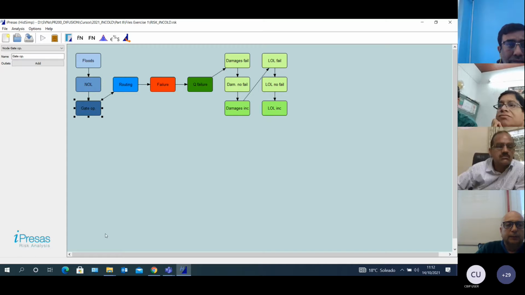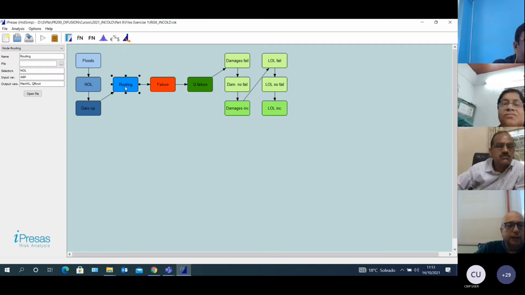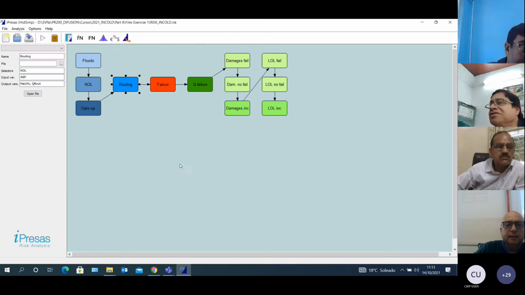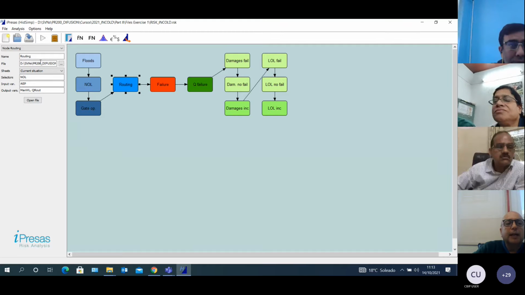Now the most difficult one. In fact, let's do something. Let's skip this and let's go to routing. So in routing, I want you to go to File, check here, and upload float routing. Upload float routing so that you have uploaded the float routing Excel file and you pick current situation. So you have the link to your file and make sure in sheets you have current situation.